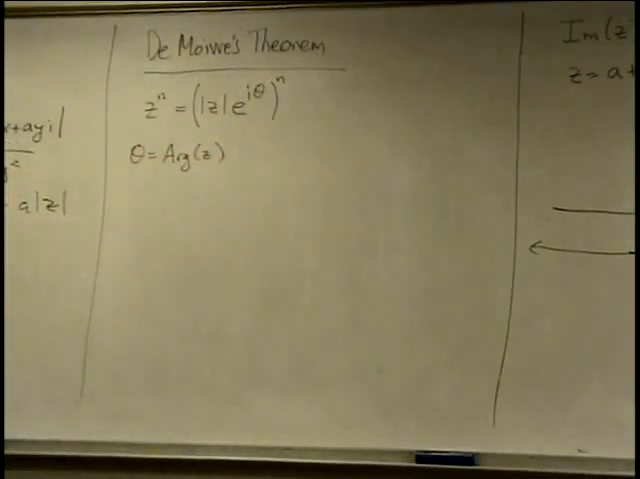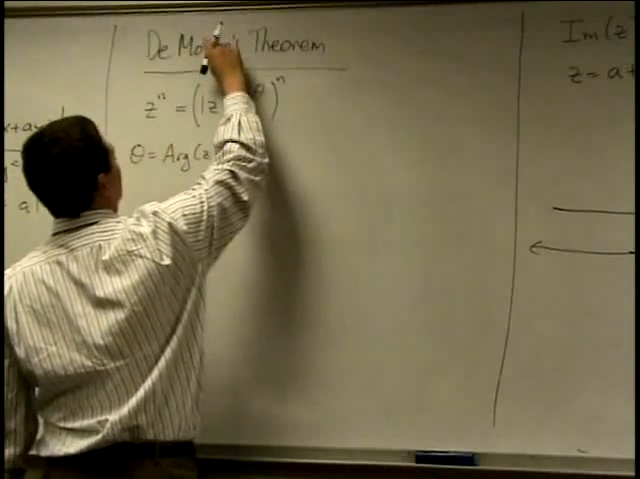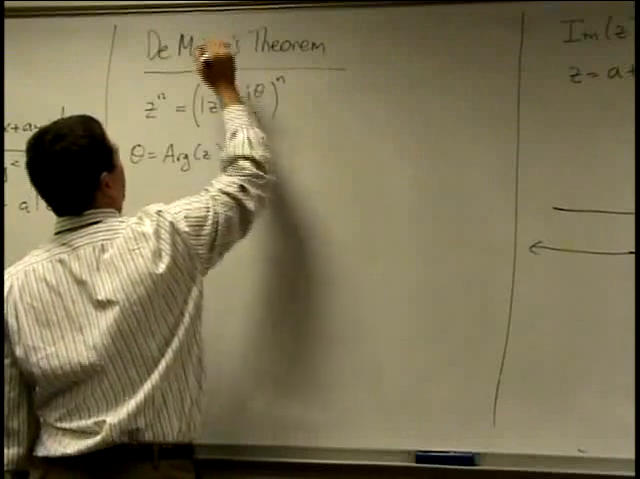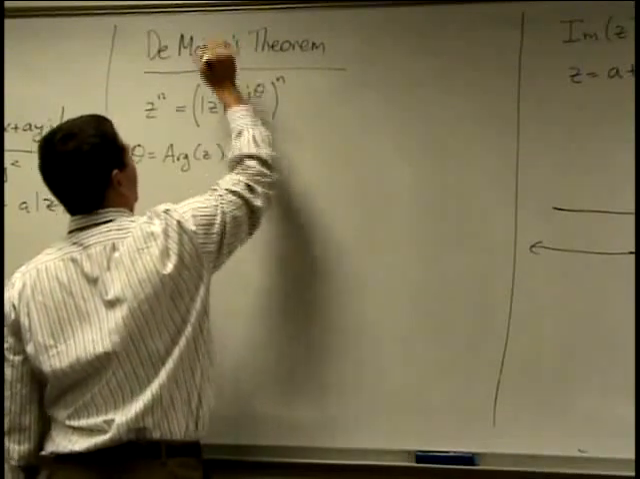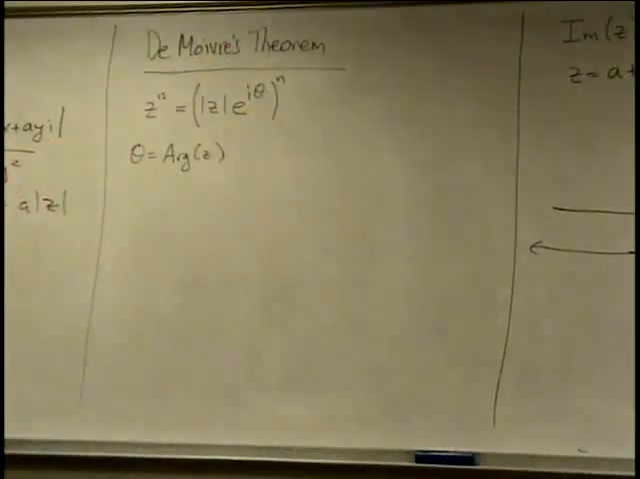How do you say that name? De Moivre. Oh, sorry, that's a V and that's an R. He was French. Yeah. So easy to tell. I know.